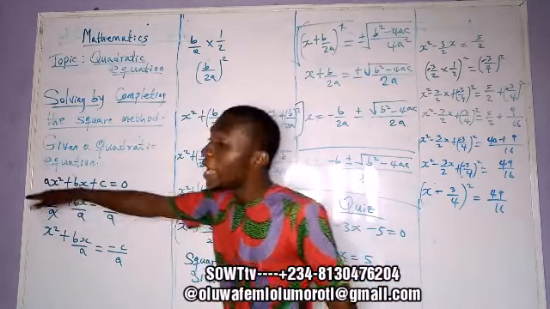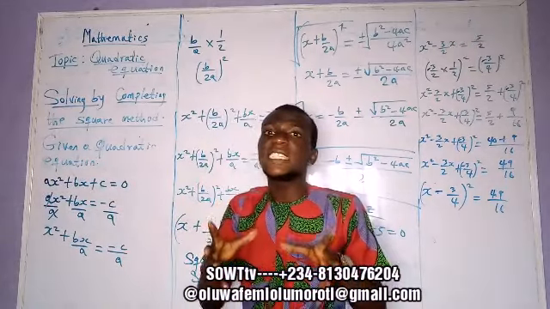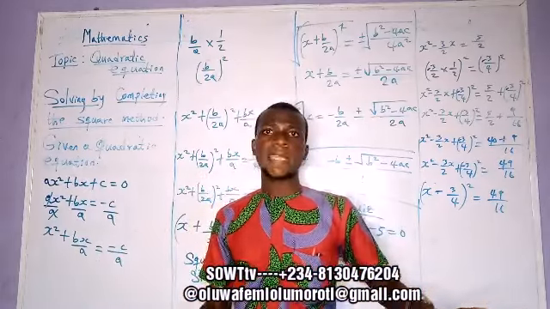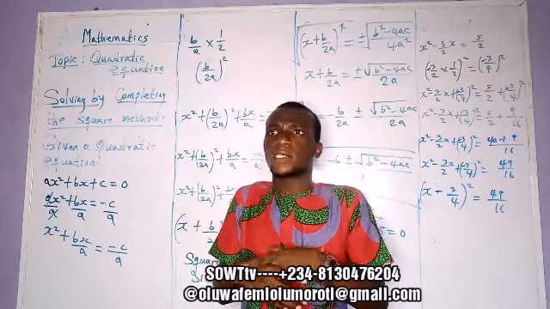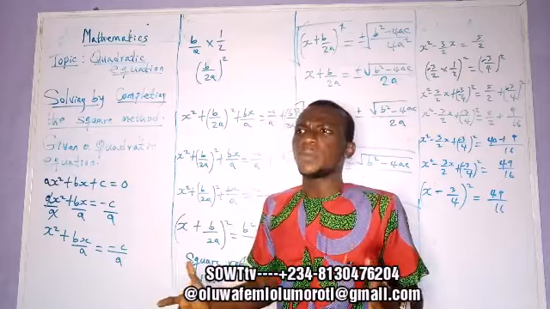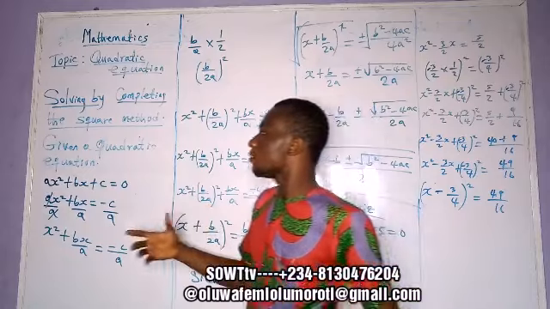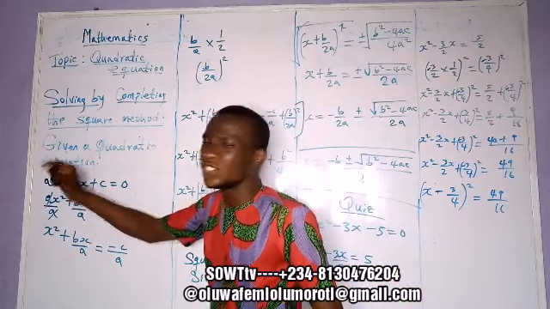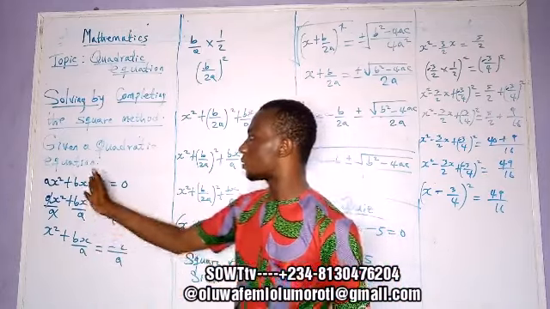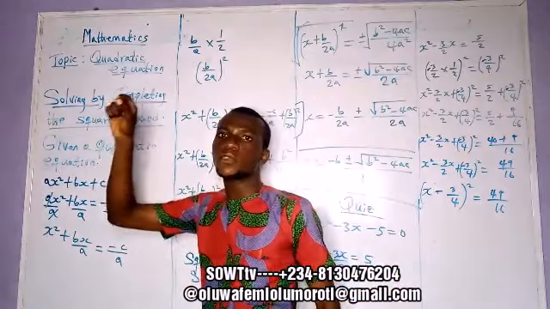So after that, divide all through by the coefficient of x squared. And I want us to know that there is a difference between dividing both sides and dividing all through. Many students mix it together and get confused. What we mean by all through is each term in that equation. But if it is both sides, it is just this side and this side. When it comes to all through, each term will be divided.